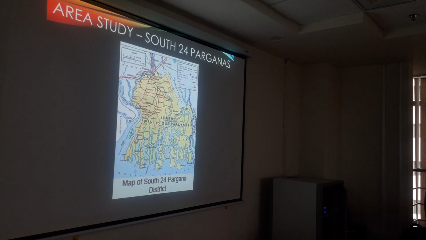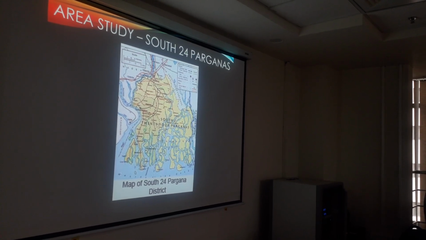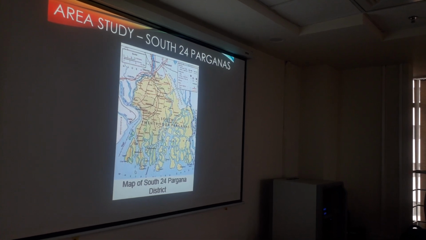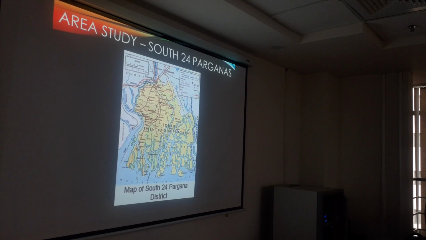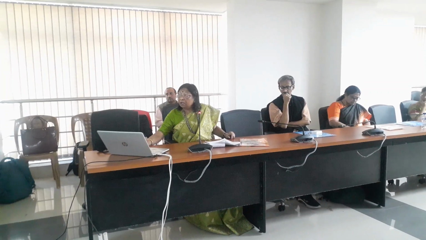So South 24 Parganas is very important for the settlement history, for human habitations. We have a number of sites here, and we can see continuous cultural habitation from the early historic period, almost from the 3rd, 2nd century BC onwards up to the 12th, 13th century. It is very important for us because it belongs to the active delta region, especially the coastal belt.